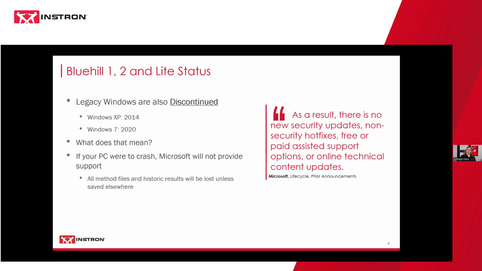If your method files and sample files are only on that PC, that XP or 7 PC, and it crashes, all of that will be lost unless you happen to have a copy elsewhere, or if you're saving into like a network drive, part of like your company's system.